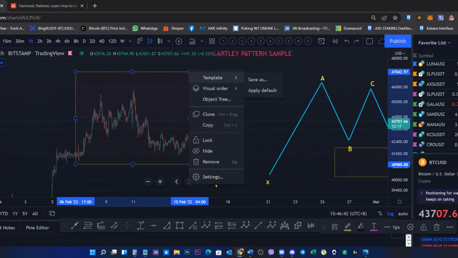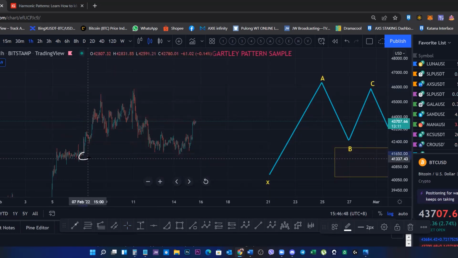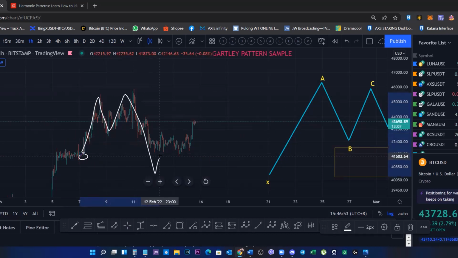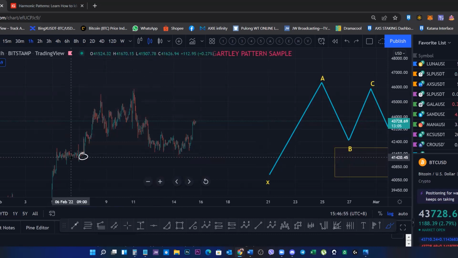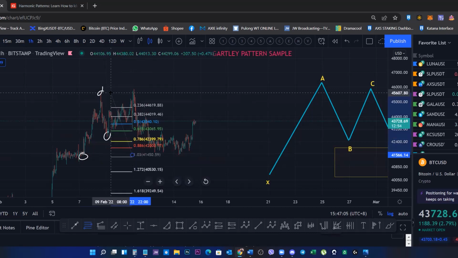Okay. Now, my point X will be where? From this one, the lowest from the letter M that I'm seeing. Okay? So my point A will be here. Now, I have to check if this is valid. If this is valid, I will use my Fibonacci.